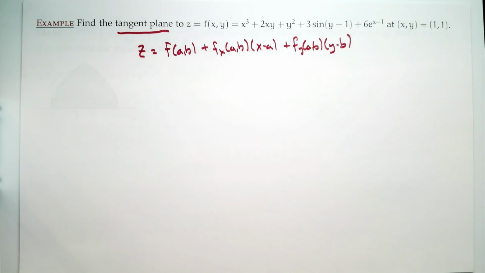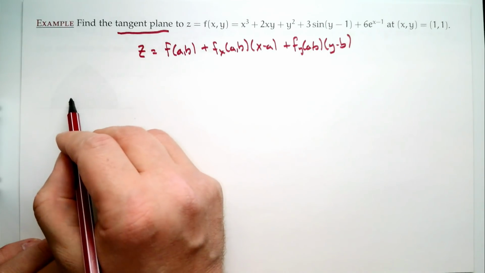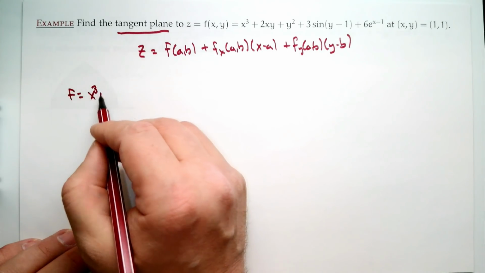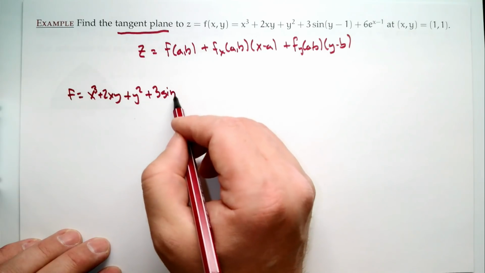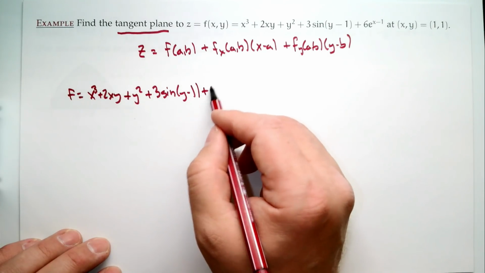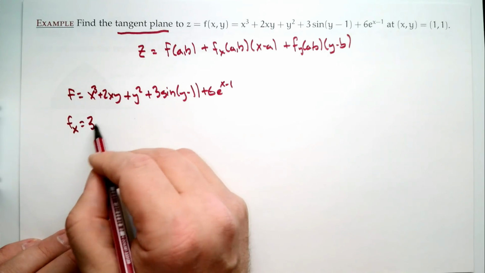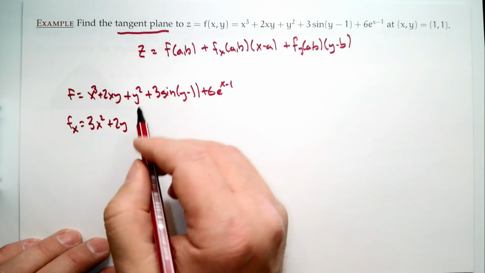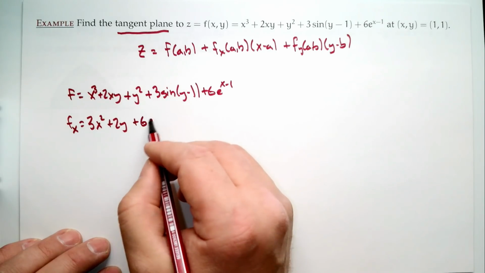When you have z as a function of x and y, the way we usually handle that is to use our formula. So we're going to need to take some derivatives. Our original function is x cubed plus 2xy plus y squared plus 3 sine y minus 1 plus 6 e to the x minus 1. So we take the derivative with respect to x: 3x squared plus 2y. There's no x in the y squared term, plus 6 e to the x minus 1.